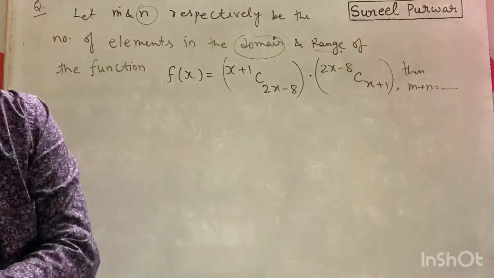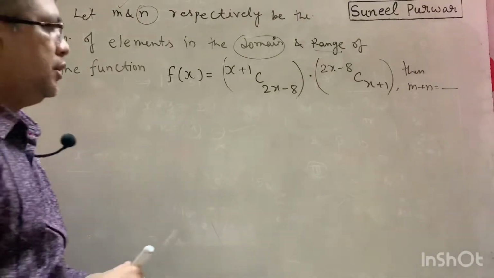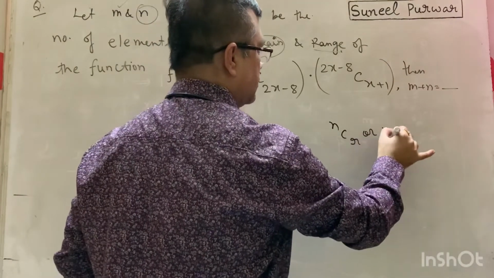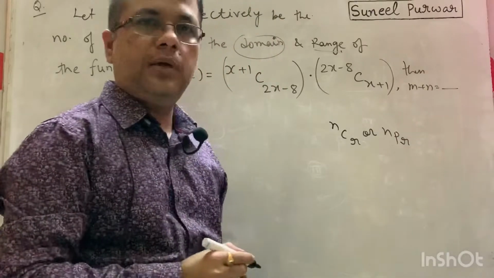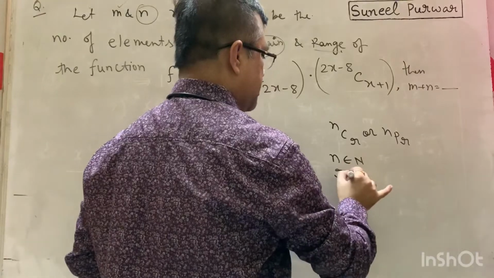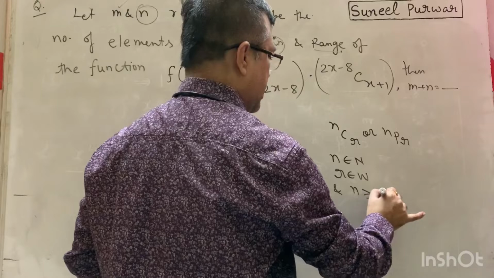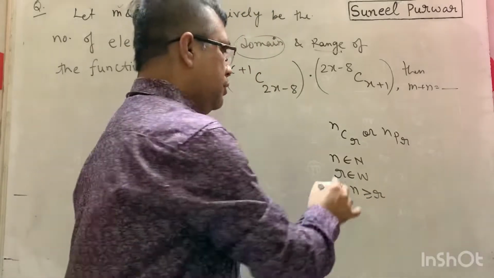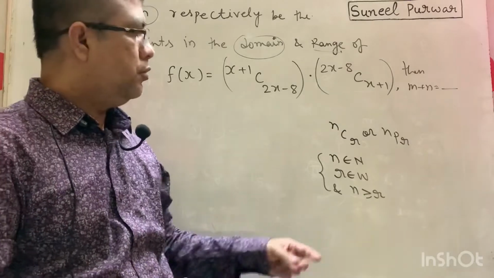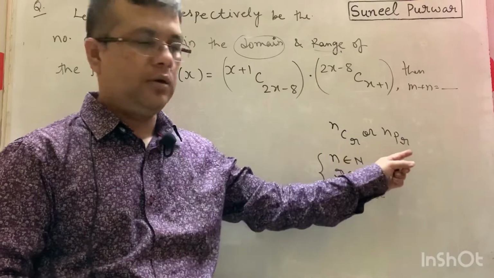That's the question. So generally, the trap here is when students see a question involving NCR or NPR. The way to find the domain is: N must be a natural number, R must be a whole number, and n value should never be less than R. That means n must be greater than or equal to R. So these are the 3 conditions which have to be applied to get the domain of any function which is in the form of NCR or NPR.